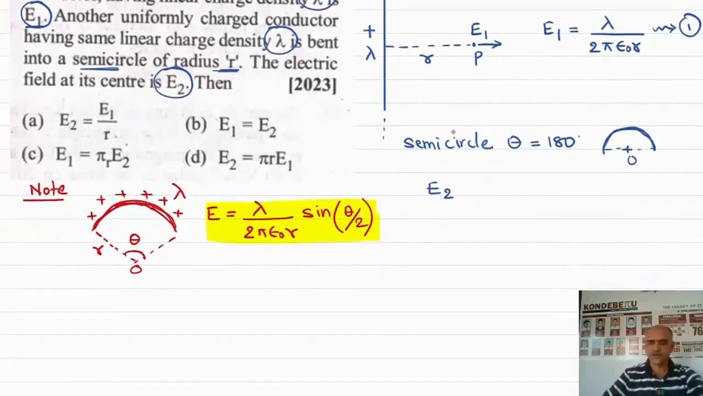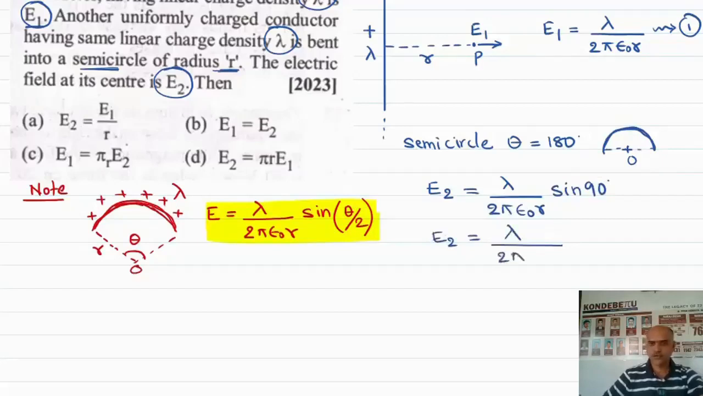E2 is equal to lambda divided by 2 pi epsilon naught r, times sin of theta by 2. Theta is 180, and 180 by 2 is 90. So this is sin 90. Sin 90 is 1. So you will have lambda divided by 2 pi epsilon naught into r. This is equation 2.